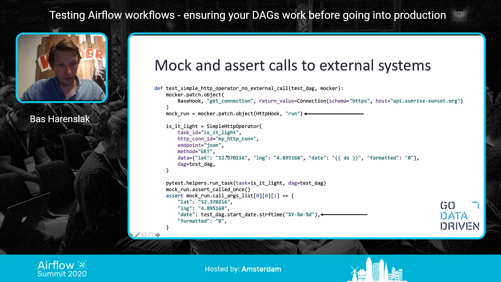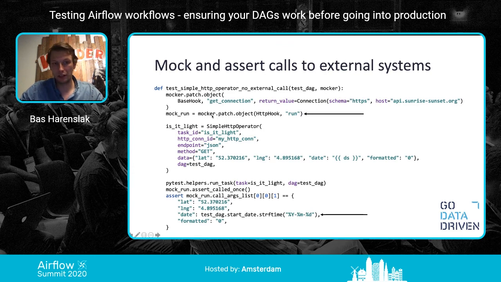So once again, we have the simple HTTP operator, which calls my function. And instead of making the actual call to this API, let's assume this is now not accessible from my laptop, we mock, or we patch, I should say, this method called run on the HTTP hook. So this is why I said you have to dive into the code sometimes, into the implementation details. We have to know that this thing exists so we can patch it out.